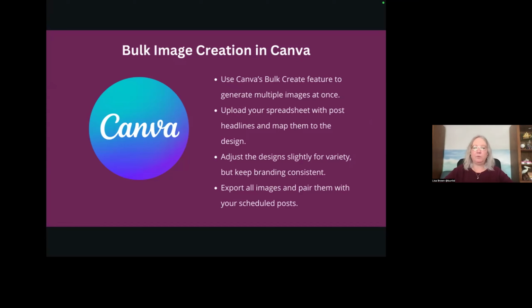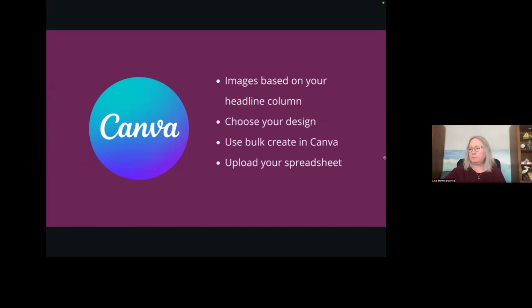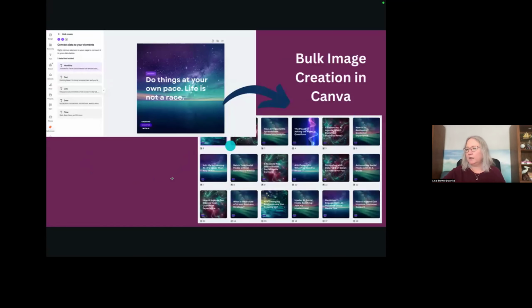You can basically go in, upload your spreadsheet using the bulk create feature, and then you map the headline field to your design. And it can be a design that you've already set up, maybe one that you have in your brand kit over there that's already ready to go. And it'll generate the designs for you. Well, here, I'll show you what that looks like.